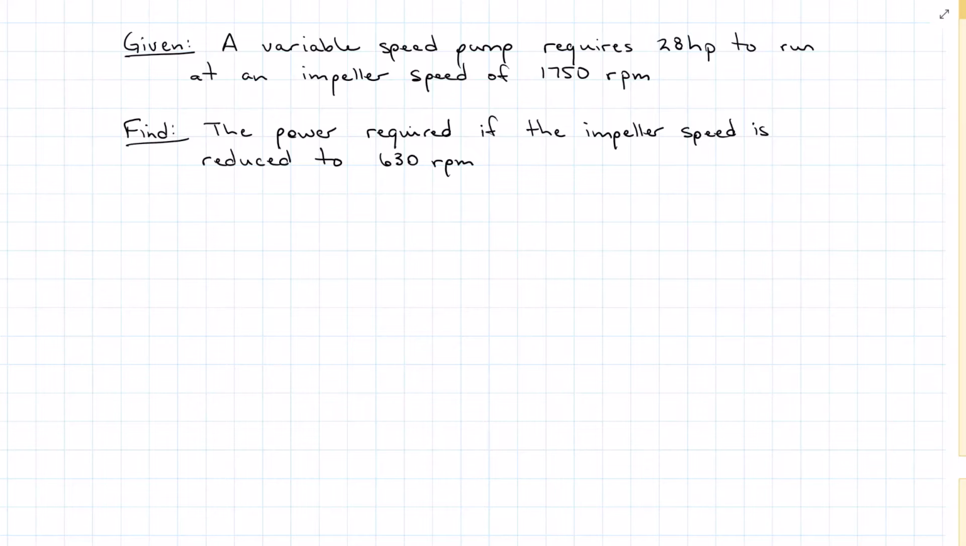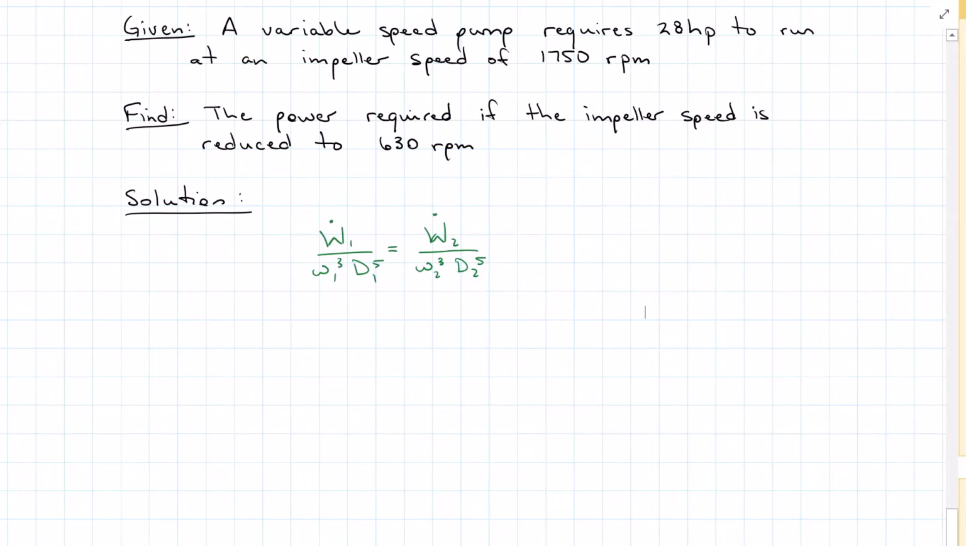All right, what if we have a pump that needs 28 horsepower to run at 1750 rotations per minute? And we want the impeller to now run at 630 rotations per minute. How much power is it going to need? All right, so looks like we're going to need to set power equal to each other. Now our units are going to be the same on both sides. So if we start with horsepower, then we're going to end up with horsepower at the end. So I'm not going to worry about conversions.